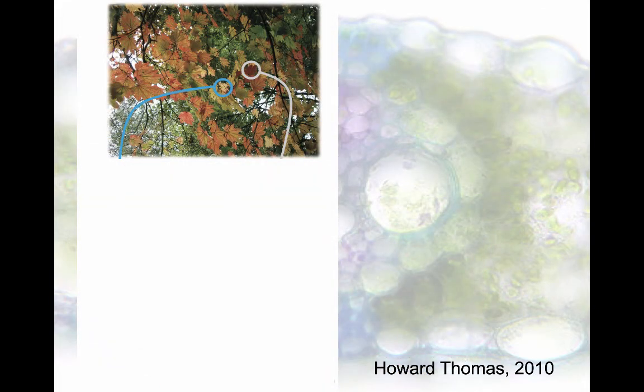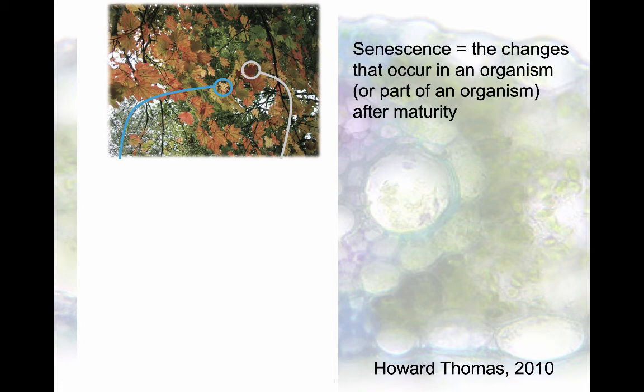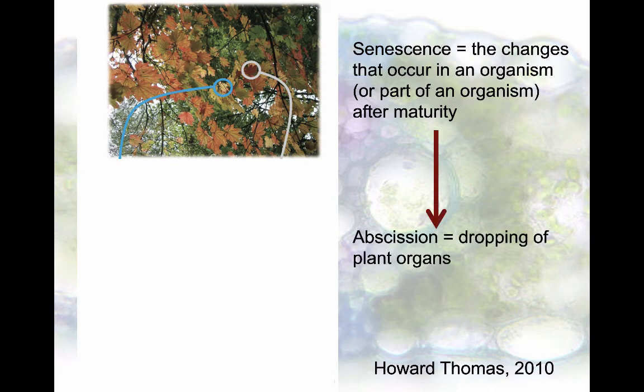We also have changes in colors due to the seasons, right? We have autumn coloration. At the end of a season, often plants senesce, and that's the changes that occur when an organism or part of an organism is mature. So we can have leaves falling off at the end of the season. We can also have fruit falling off after it's mature, and this process is called abscission, the dropping off of plant organs. With leaves, it's often accompanied with changes of color, and so we have many leaves exhibiting autumn coloration, yellow, orange, reds, and purples before they fall off.